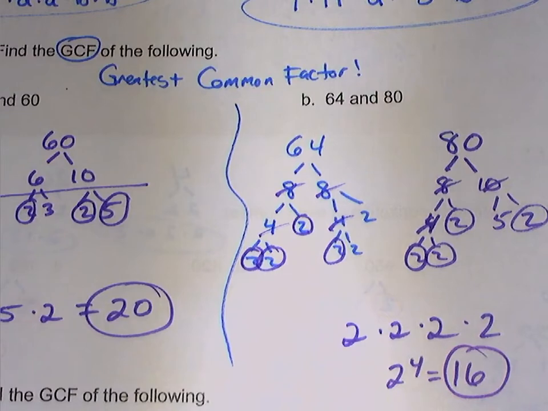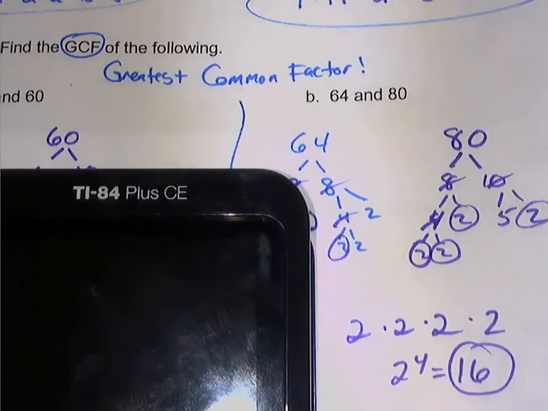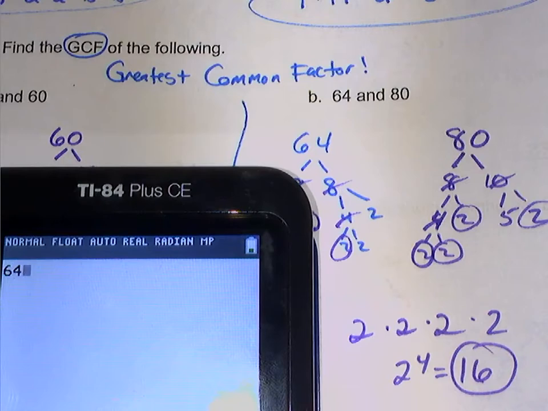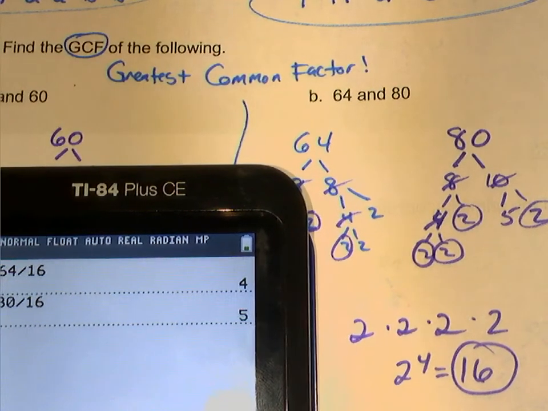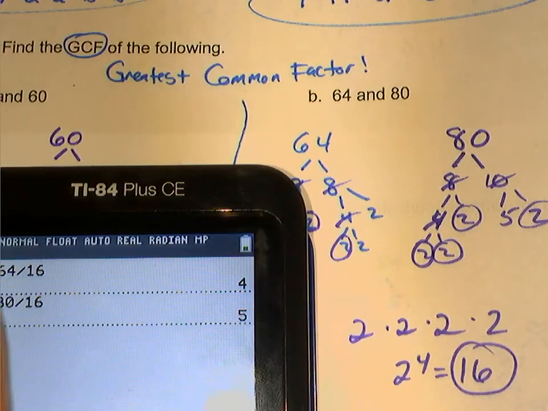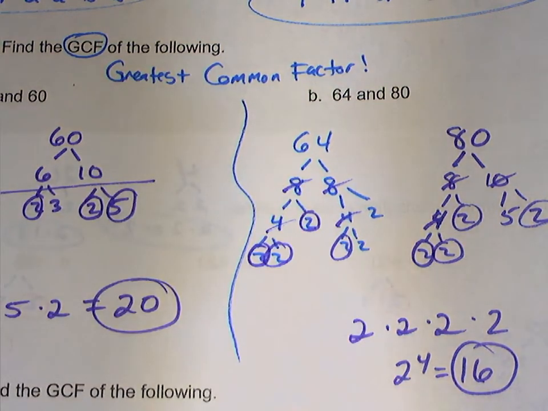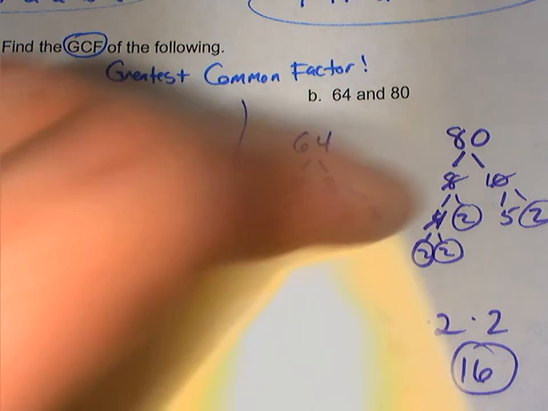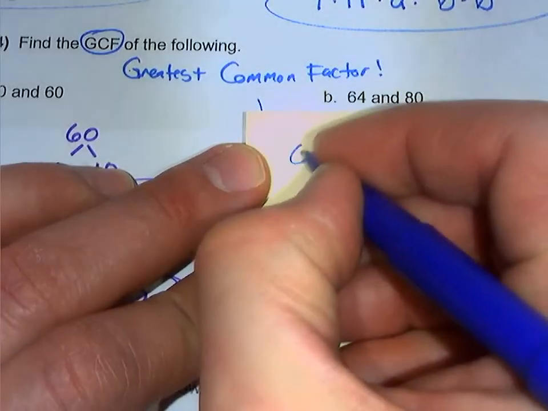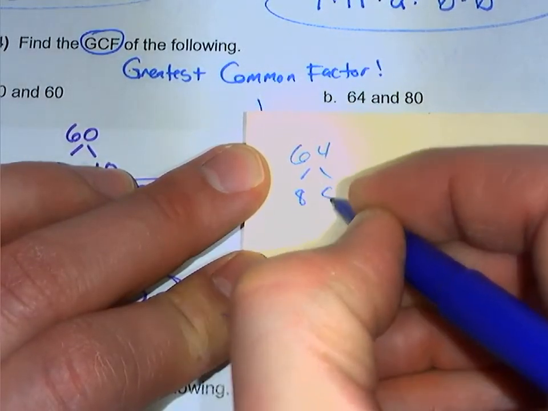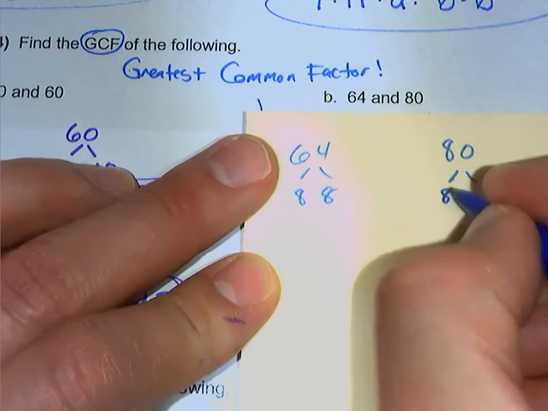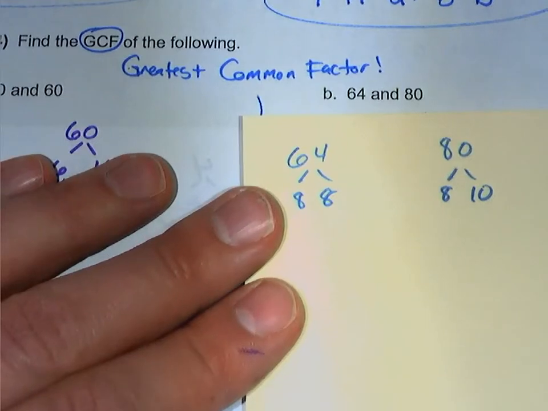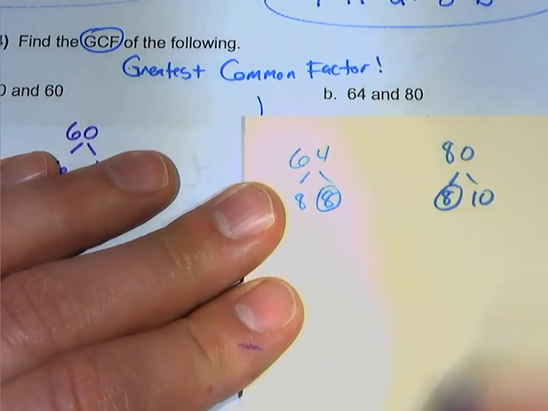16. Both of these guys are divisible by 16. Okay? So if I take 64 and divide by 16, that's 4. If I take 80 and divide by 16, that's 5. Now, do you have to break it down all the way is the question I always get. Heck no. If I have 64 and we broke it down to 8 and 8, and you had 80 and you broke that down to 8 and 10, right there, I got a pair of 8s in common.